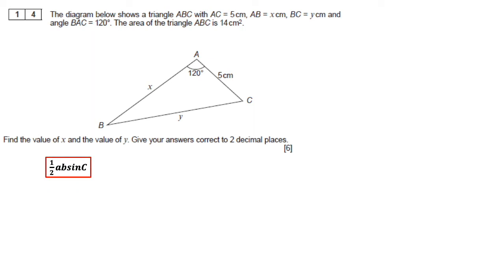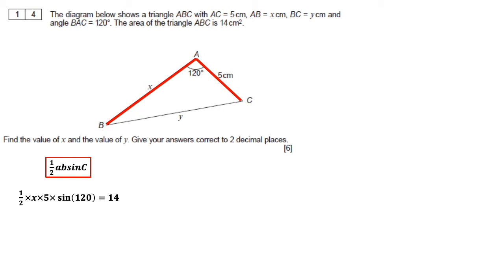So if we use the formula half ab sine C, so that's the formula for area of a triangle, and we need two adjacent sides, so we have x and we have 5, and we need the angle between them, and we've got the 120. So what we can write down is that half times x times 5 times sine 120 must be equal to 14, 14 being the area of the triangle.